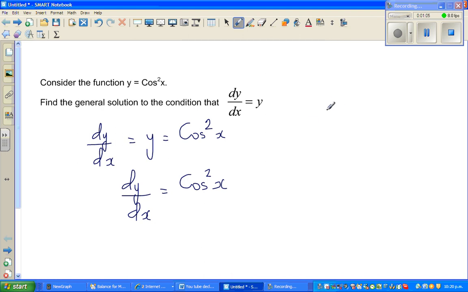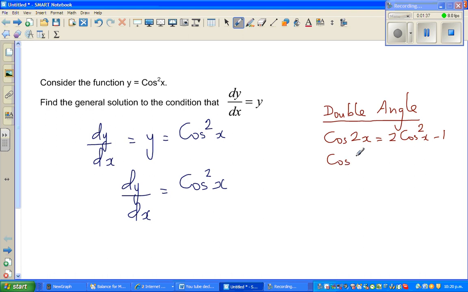So you know the double angle formula. Let us write the double angle formula for cos 2x. So cos 2x has three formulas. I'll write the formula related to cos, which is 2 cos squared x minus 1. If you make cos squared the subject, I can write cos 2x plus 1 is 2 cos squared x. If you divide all by 2, or multiply all by half, that is half cos 2x plus half is equal to cos squared x.